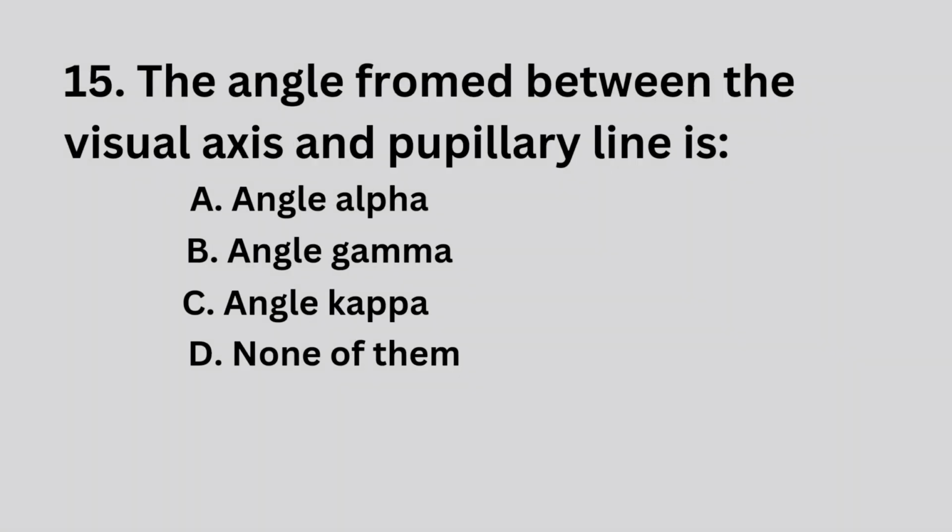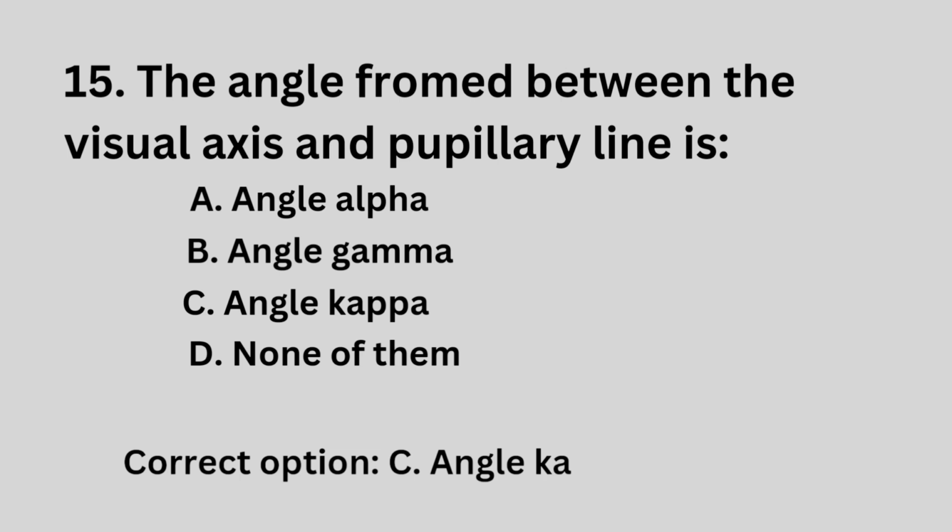Next question. The angle formed between the visual axis and pupillary line is. Option A angle alpha, option B angle gamma, option C angle kappa, and option D none of them. The correct answer is option C angle kappa.